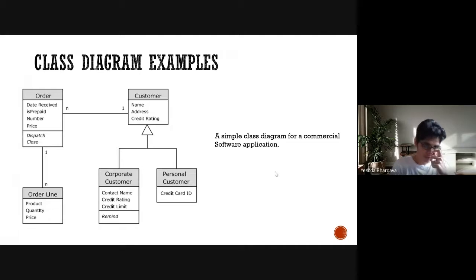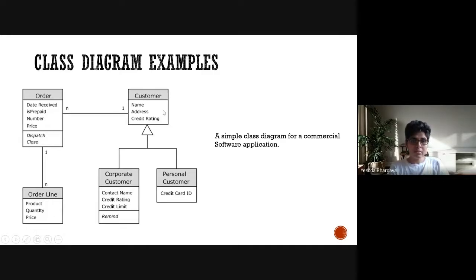commercial software application? If it's an application that allows people to place orders online, then definitely the first level decision is to identify classes that will form a part of the class diagram and eventually the implementation aspect. So the order class has to be there. The attributes of the order could be the date on which the order is received, is it prepaid, the number of items and the price. And then there are certain functions associated with the order, which are dispatch and close.